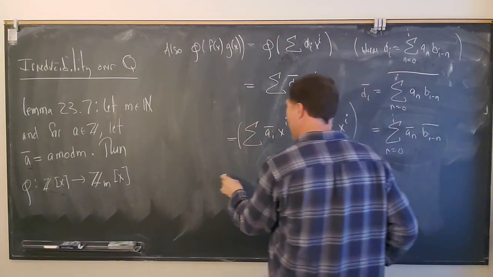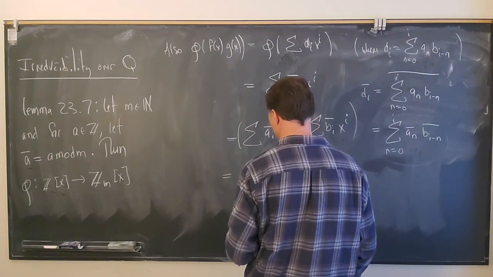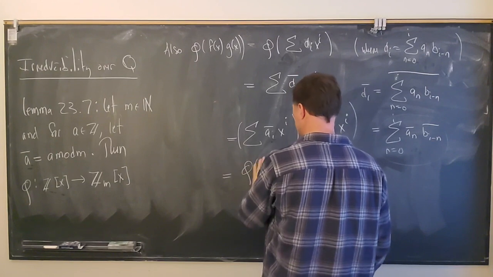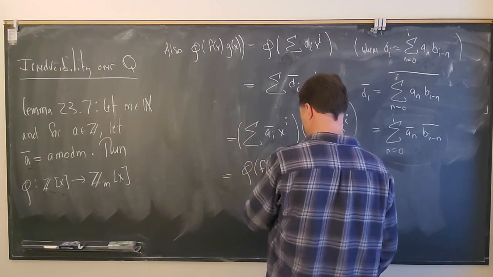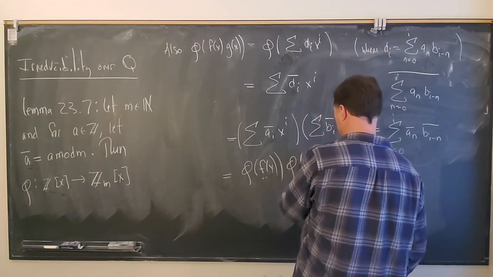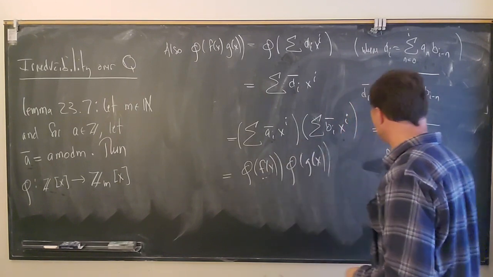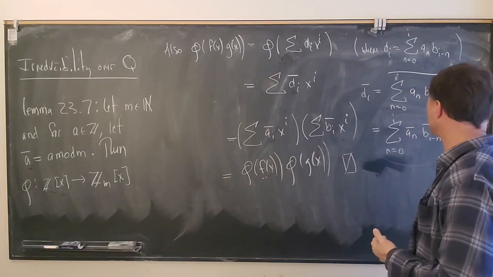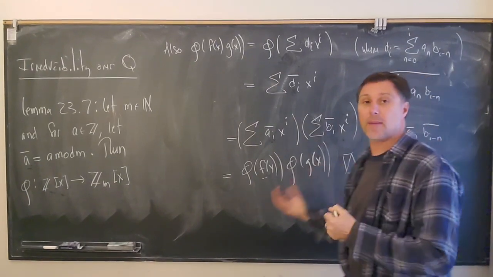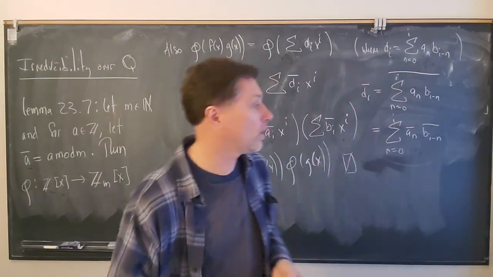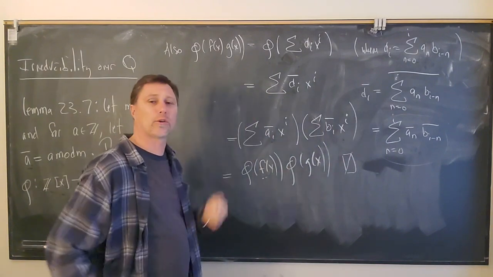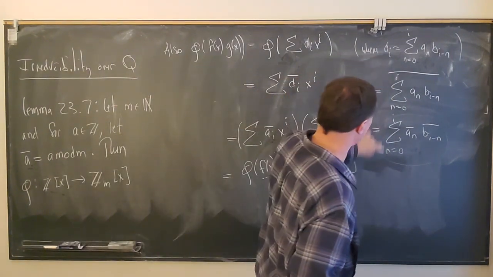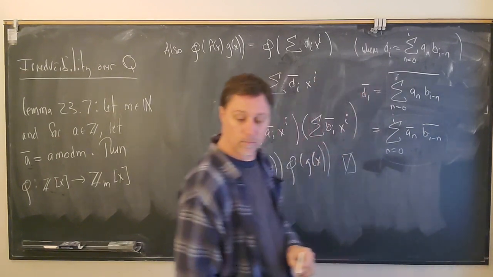And then who do we have? Well, this is phi of f of x, and this is phi of g of x. So the key to this is just recognizing that reducing mod m behaves nicely when it comes to our standard arithmetic operations, both addition and multiplication. The key was really right there, that these two things are equal.